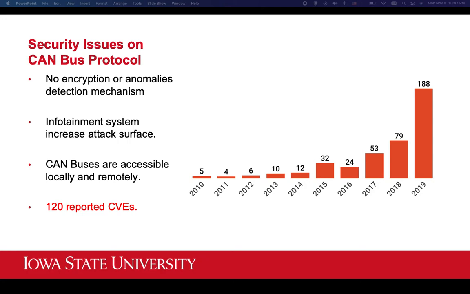In 2019, there were 120 reported CVEs related to security issues on the CAN bus and on the ECUs. On the chart here, we can see that the number of reported cyber incidents keeps increasing from year to year. From 2018 to 2019 the number doubled, and from 2016 to 2019 the number increased by 94%.